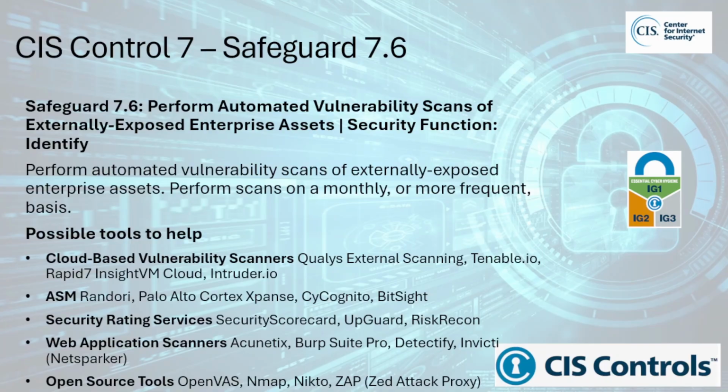Security rating services such as SecurityScorecard, UpGuard, RiskRecon. These assess and monitor external security posture from a third-party perspective. Web application scanners such as Acunetix, Burp Suite Pro, Detectify, Invicti. These scan web applications for vulnerabilities like SQL injection, cross-site scripting, and misconfigurations. And open source tools such as OpenVAS, Nmap, Nikto, ZAP, the OWASP Zed Attack Proxy. These perform manual or scripted external scans with proper setup and scheduling.